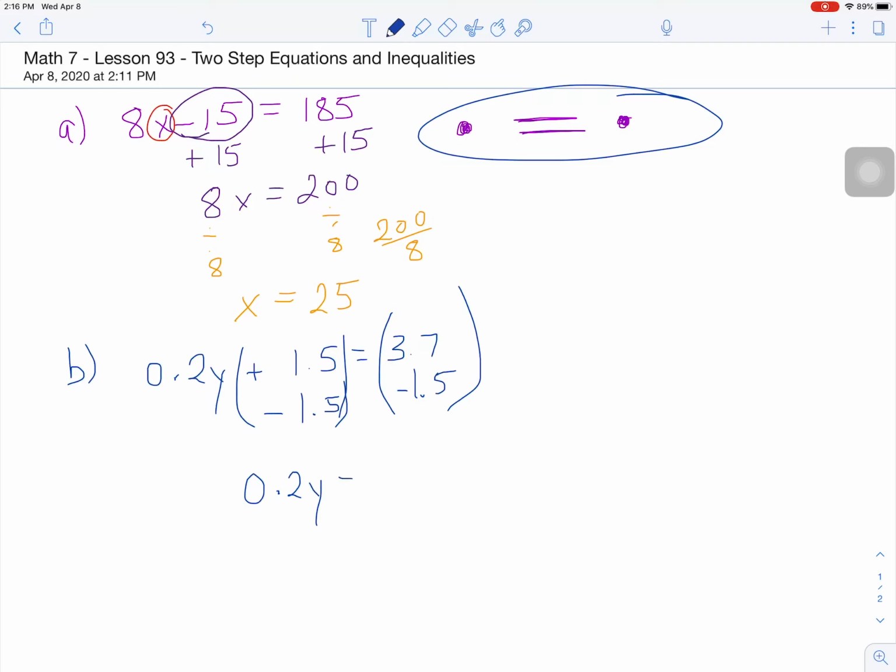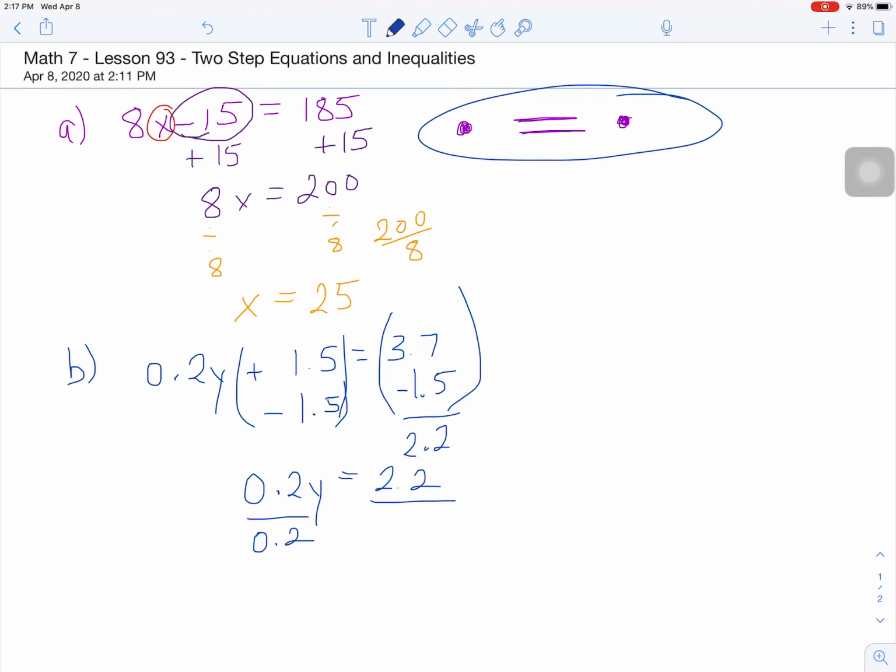So now you can see we have 0.2y equals 5.2. If I do it right, let me see. Oh, I'm taking it away. Sorry. Let me do that the other way. I was adding there. Okay, let's take away 1.5. That will give us 2.2. So we really have equals 2.2 here.